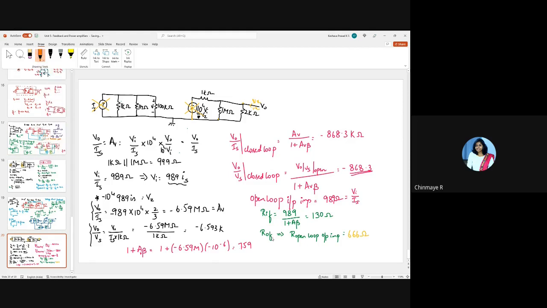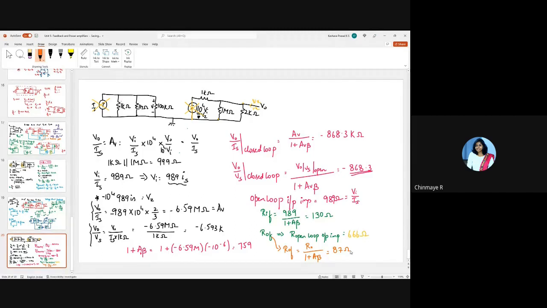Now ROF will be nothing but RO divided by 1 plus A beta. Correct? How much will that be? Around 87.7. Okay. Around 87 ohms.